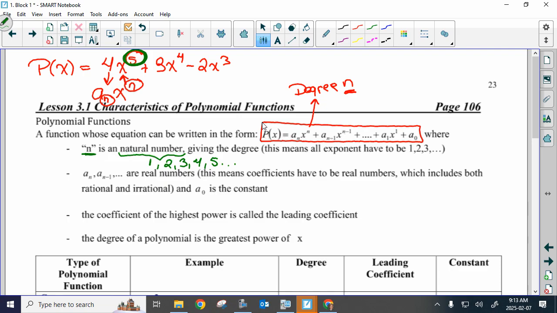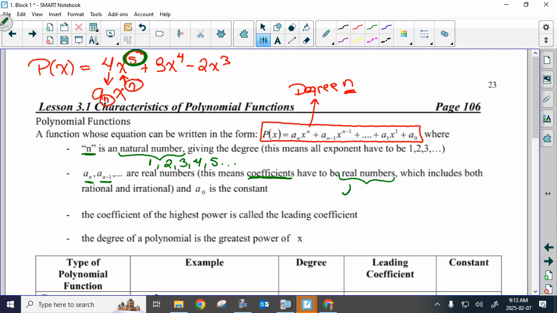So when you see an exponent, you're going to see that the exponents are all natural numbers. They don't have a radical on them. They're not going to be negative. They're not going to be fractions. They're going to be natural numbers. So remember that natural numbers are your natural counting numbers, okay? These just represent coefficients. Don't worry about the a subscript n minus 1 or anything like that. They're just coefficients, and they could be any real number.